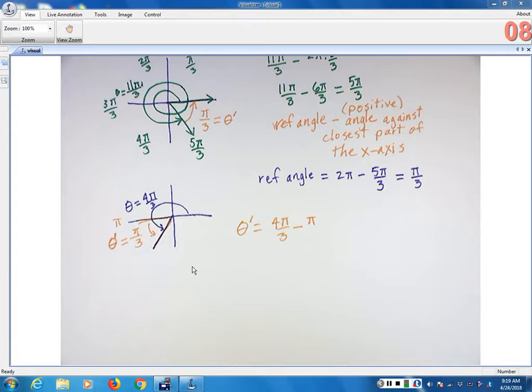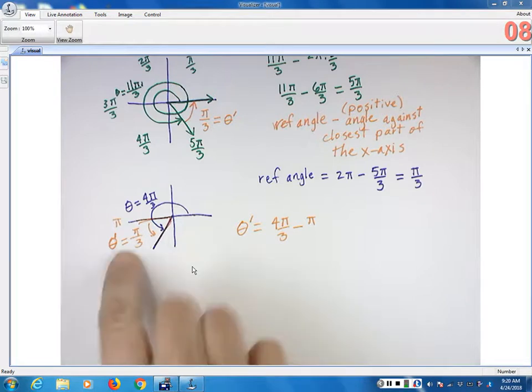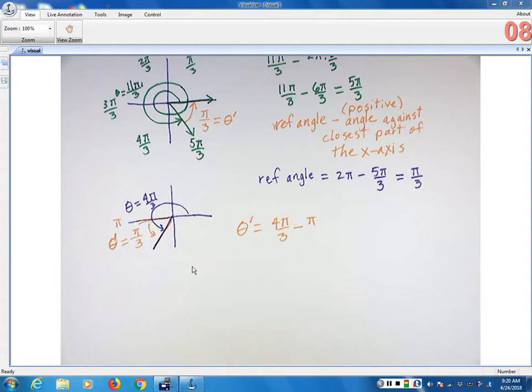But you get the same thing. That's 3 pi over 3, 4 pi over 3 minus 3 pi. I like the picture, but you have to draw the picture. That's part of what you have to do, draw it and label it. It's a good idea. Label it, please.